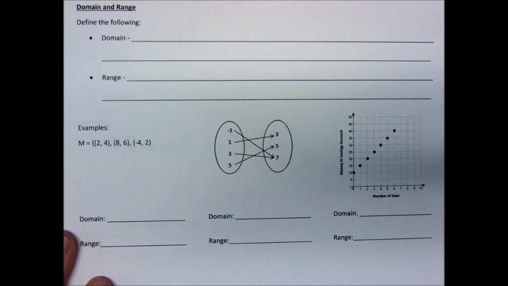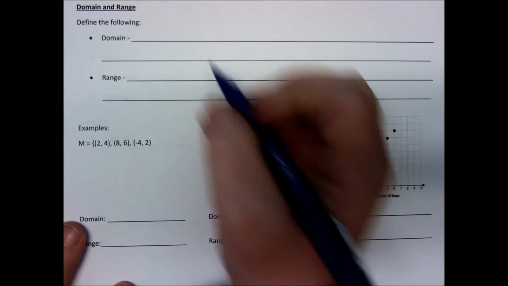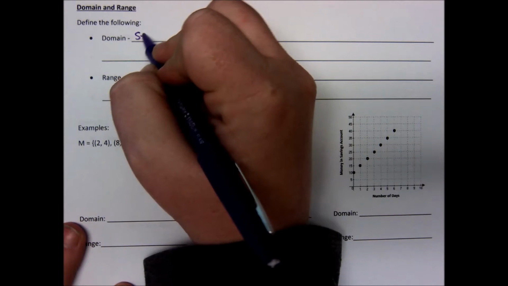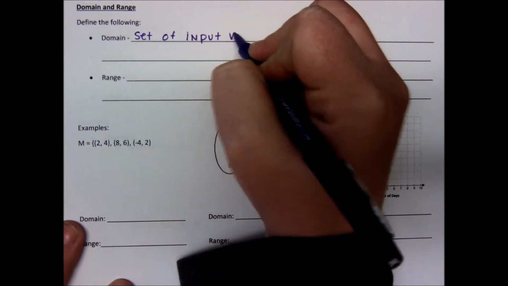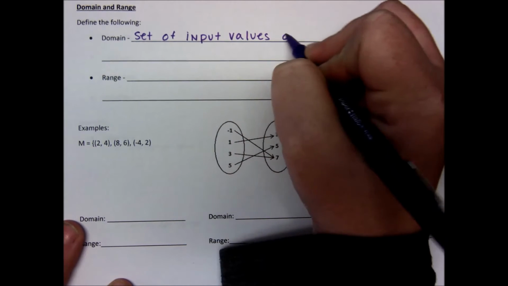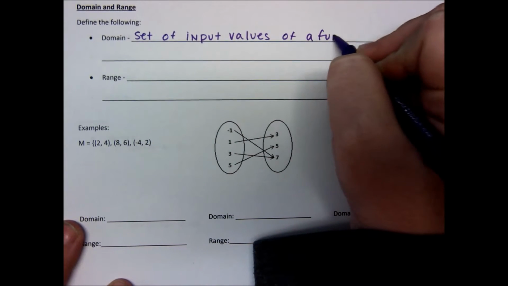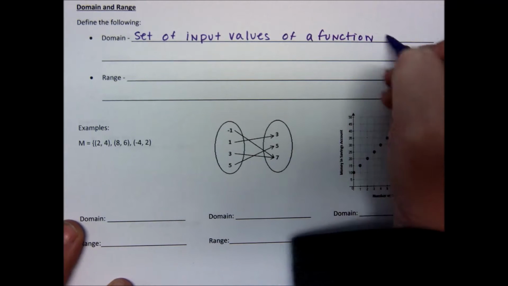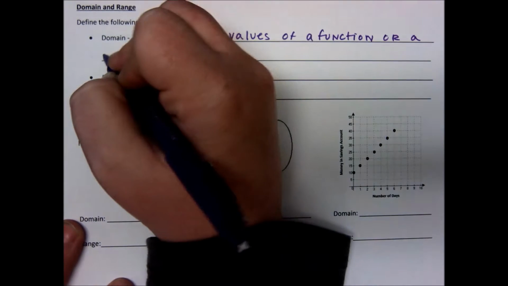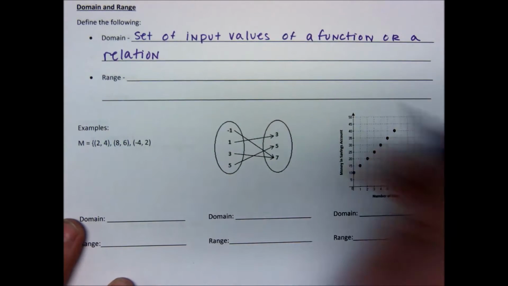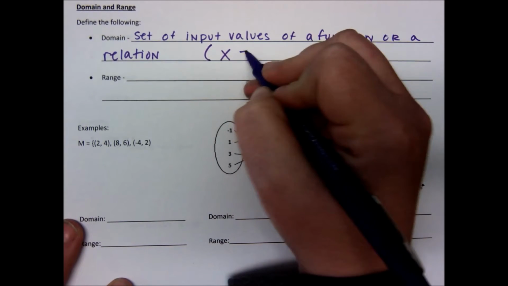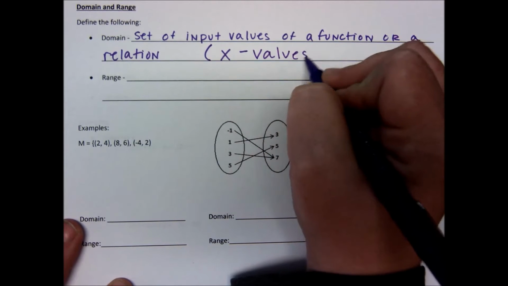Domain and range. Let's start off by defining domain and defining range. So domain is the set of input values of a function or a relation. So input always talks about my x values. So that's what I'm talking about when I talk about domain. I'm talking about my x values.